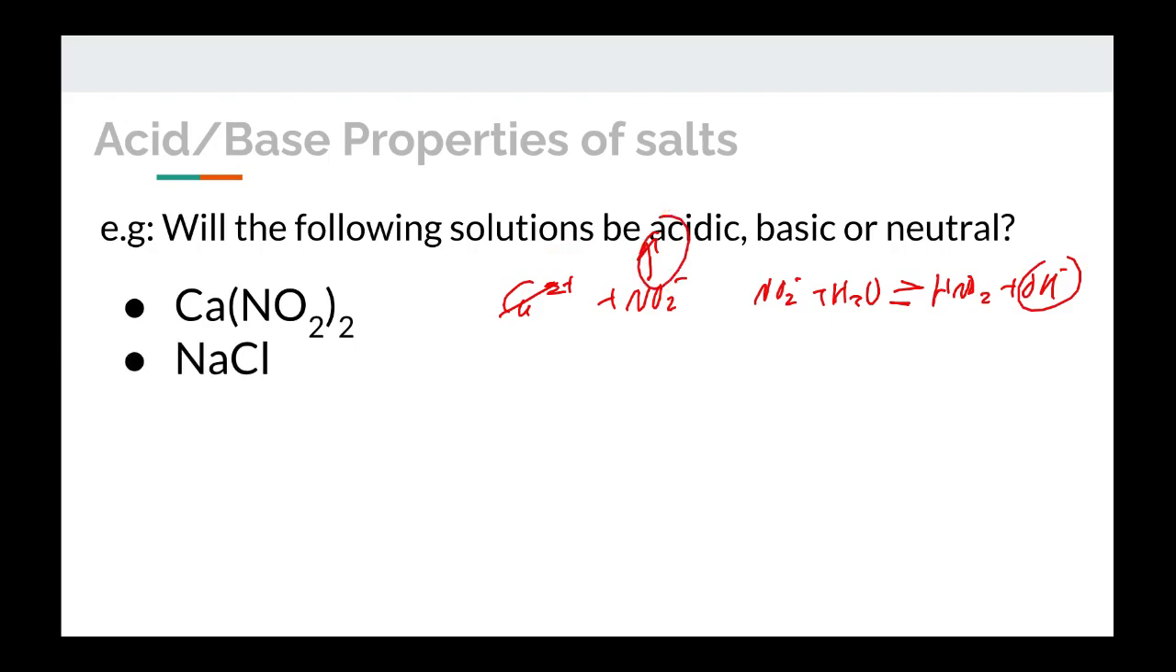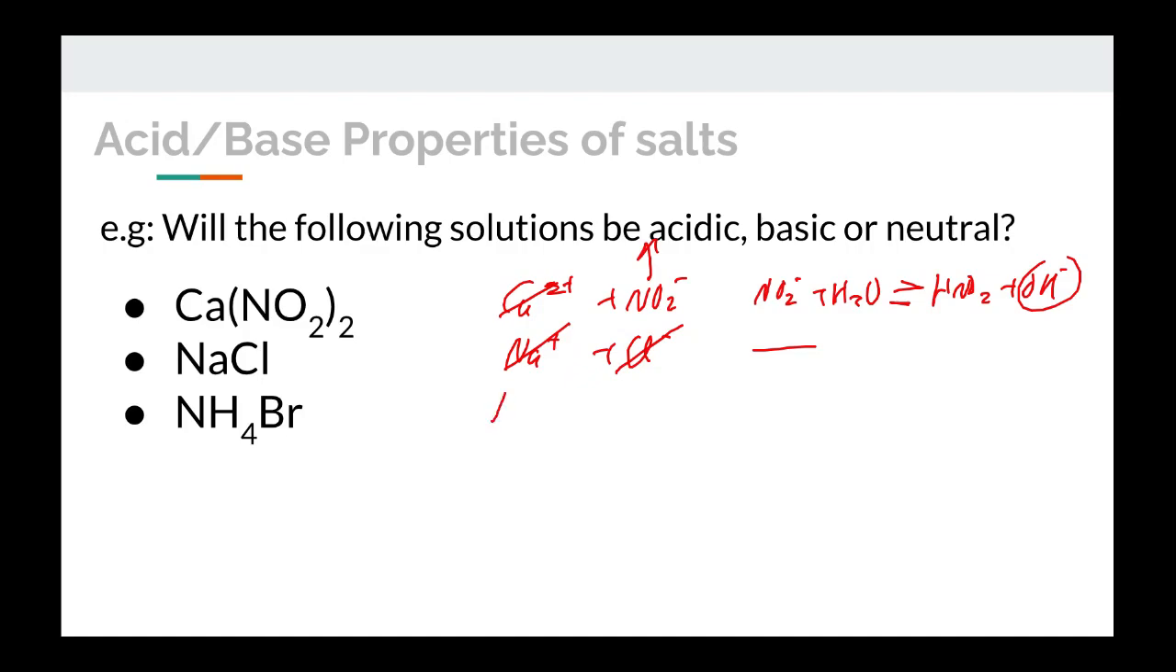Next example, NaCl. Well, when this dissolves, it's going to give you Na plus ions and Cl minus ions. This is the cation from a strong base, no effect on pH. This is the anion from a strong acid, no effect on pH. The overall result, no effect on pH.